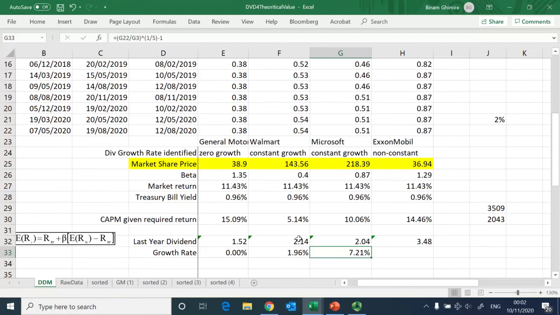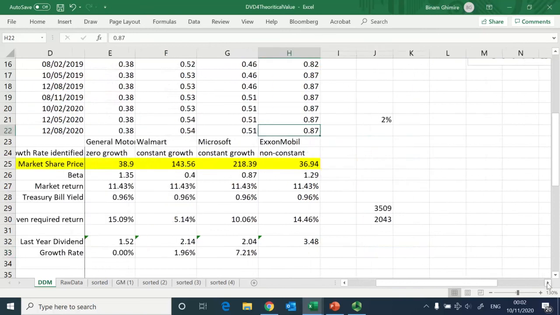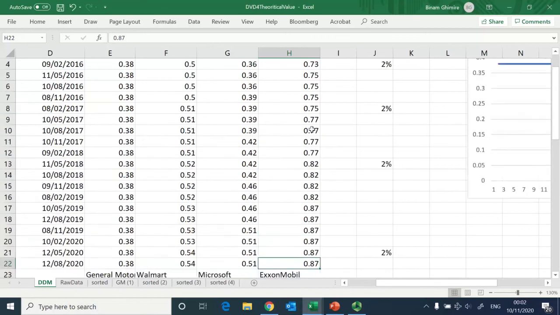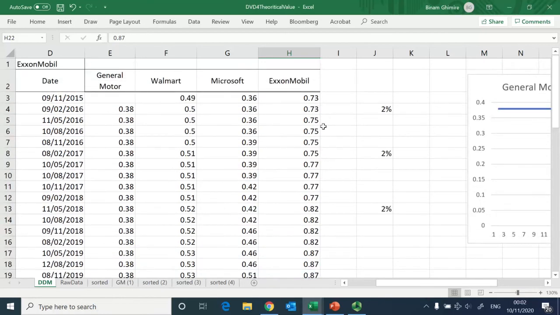But when it comes to ExxonMobil, because we are assuming this is non-constant, we may like to see when the non-constant period starts. So here this was for General Motor, this is for Walmart, this is for Microsoft. We don't need to compute that for ExxonMobil, but for example here for General Motor it will be 0%.